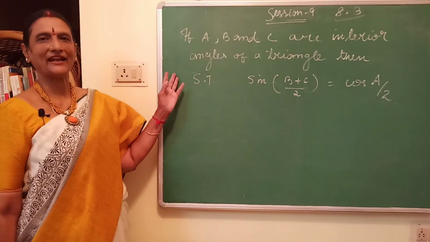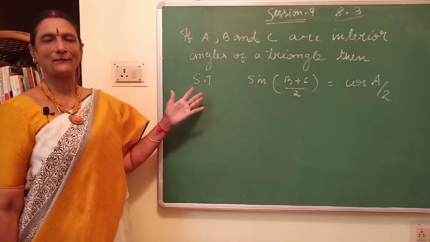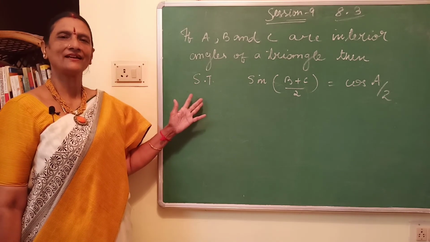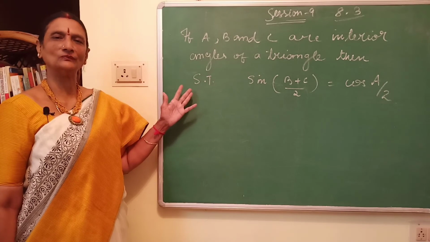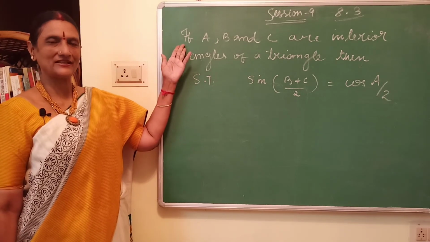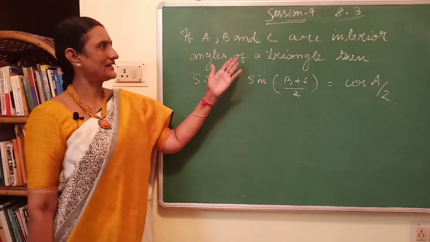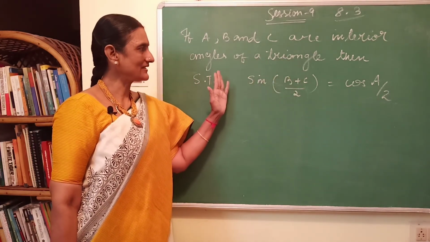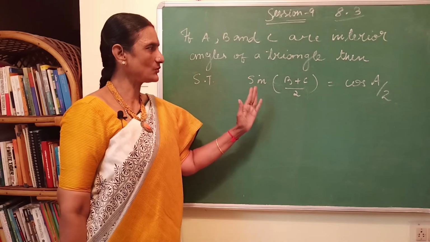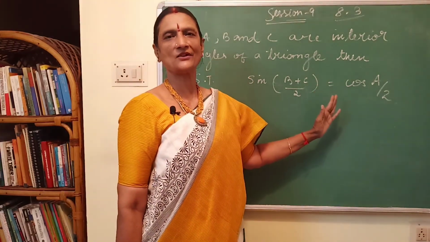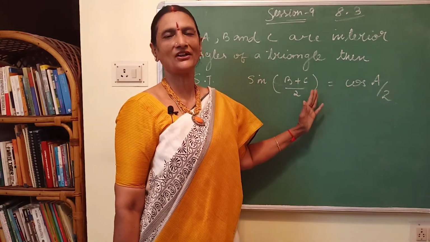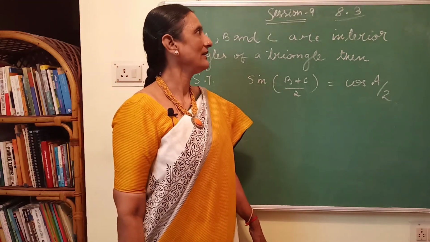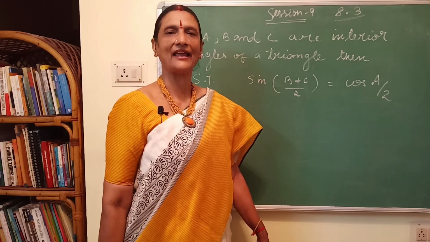Children, we have come to the end of this chapter. We have practiced so many sums on complementary angles. Now, I want to give you homework. Please take down this sum. If A, B and C are interior angles of a triangle, then show that sine of (B plus C) by 2 is equal to cos of A by 2. I want you to try this sum and come prepared for the next session. We will be doing exercise 8.4.